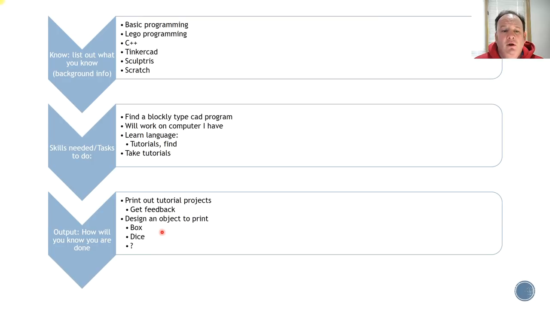Now the output. I know that I'll print out tutorial projects and get some feedback from people. Did they go well? Do they look like the object that was in the tutorial that I found? And then I think I'm going to put together a box and maybe some dice. And I left a question mark here because I might find, as I'm doing more research, that there's something better. So this is my example.